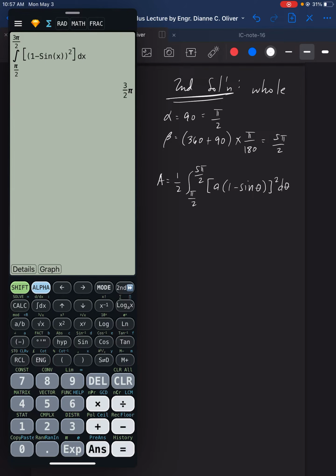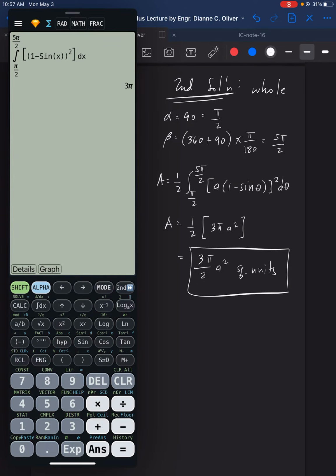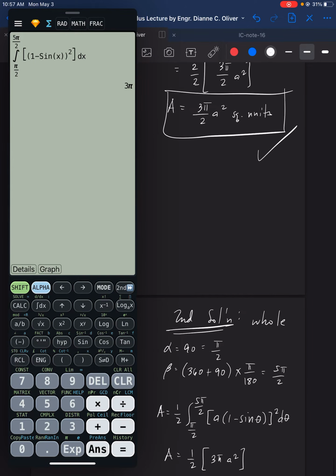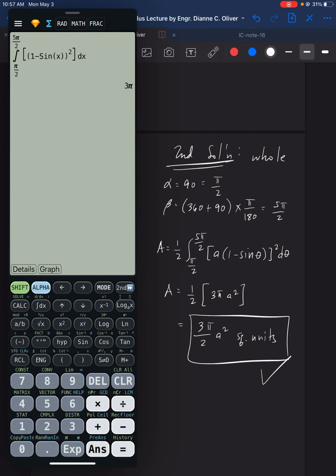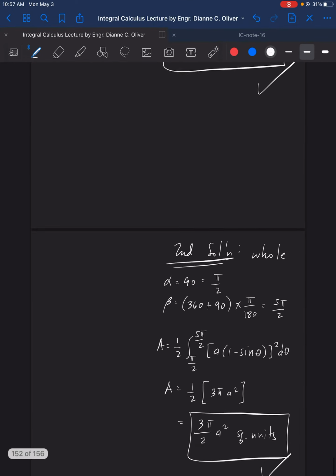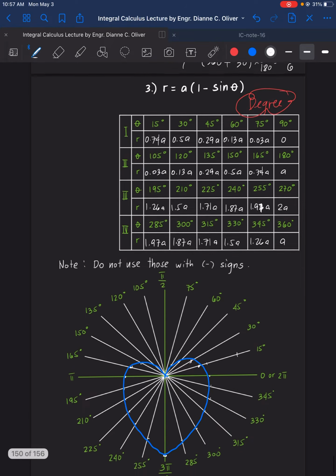So let's take the lower limit pi over 2 and the upper limit 5 pi over 2, and that is 3 pi. So the area is equal to one half of 3 pi a squared. So the area now is equal to 3 pi over 2 a squared square units. And it's the same as the first solution. That means the answer is correct. Now that's for number 3.